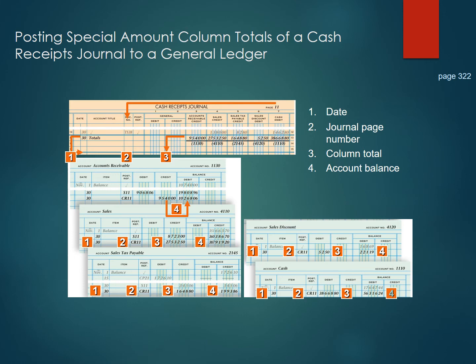The last account to be recorded and posted is our cash debit. We will go into our cash account in the general ledger, record the date, the post reference, and we will record the debit of $38,668.80. Then we will determine our new cash balance. The last step is to show that we posted this total by going into our cash receipts journal and writing in parentheses the account number.